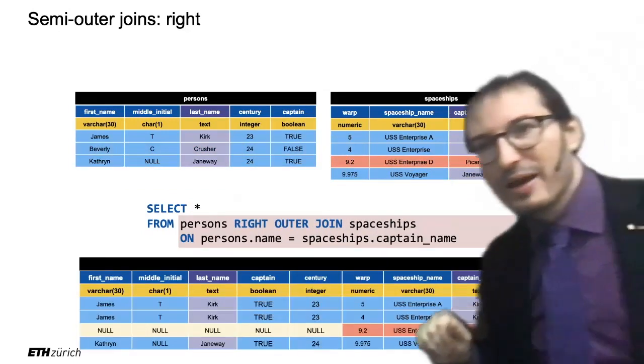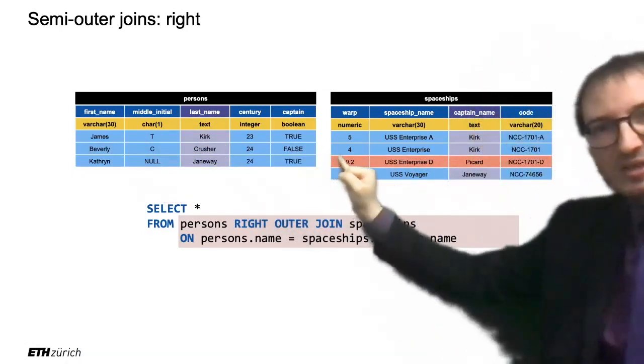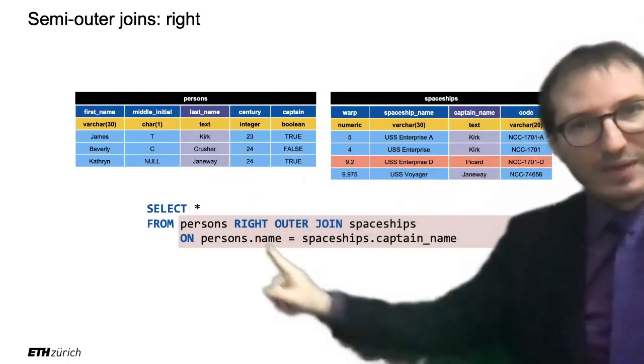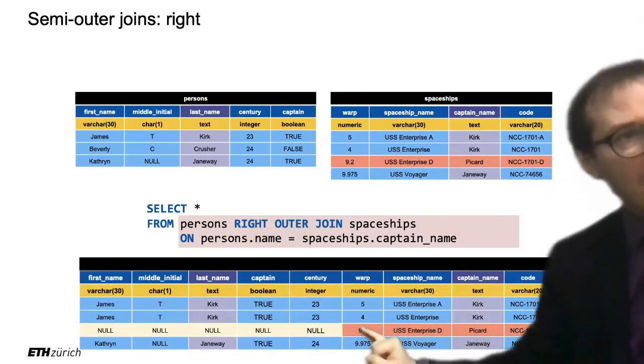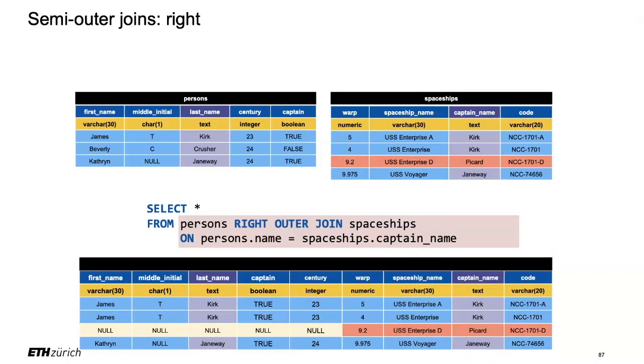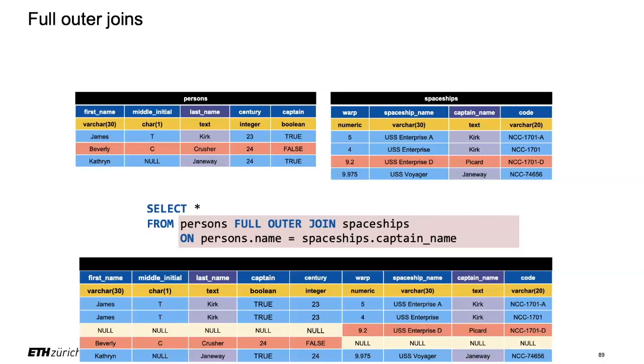I think I made an example. Here, I removed Picard, which means that now we have a spaceship that doesn't have a match there. And now I put right outer join. What's going to happen is that now I fill Picard here that doesn't have any match with the nulls over there. So the outer join is a way to preserve the records that were not matched anywhere. I can say only the left, only the right, or full outer join, then I do left and right. Here I have Crusher without any spaceship. I have the Enterprise D without any captain on the left.